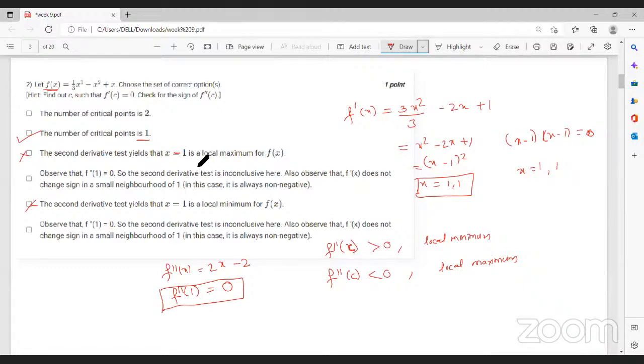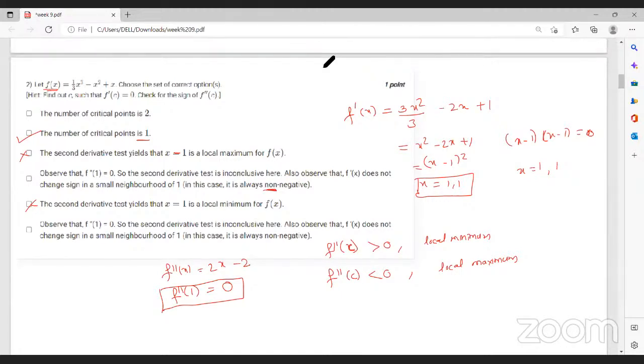So in the fourth option, if you observe, the second derivative test is inconclusive here. Also observe that f dash of x does not change sign in a small neighborhood of x. So in this case, it is always non-negative. Is this true? It is 0, sir, at x equal to 1. But what does this question mean actually? I am not able to understand what the question means.